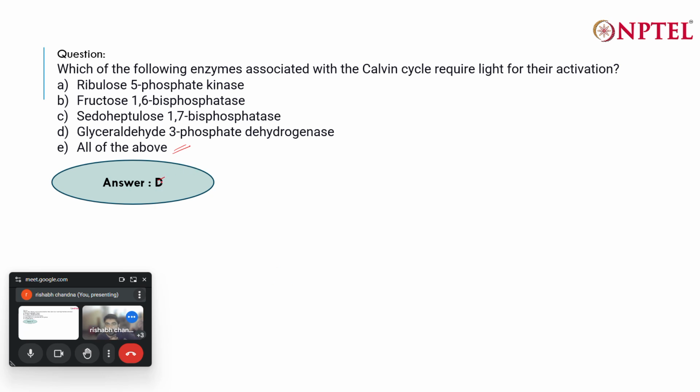Because all of these enzymes are actually involved in the assimilation of carbon dioxide. Okay, so that's why these enzymes would require light for their activation. So it is option E.